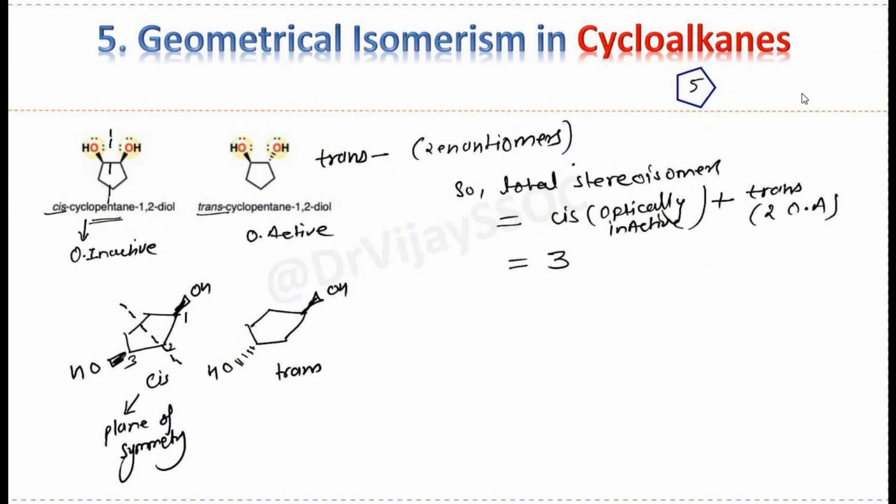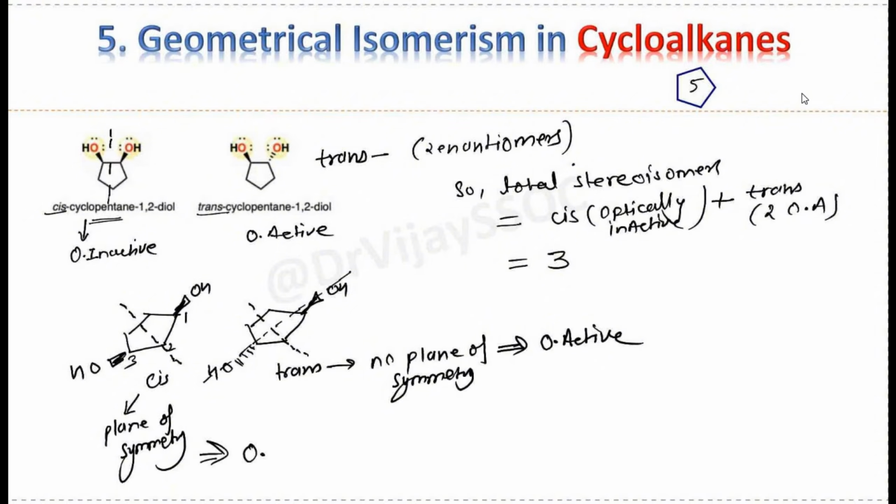What about this compound? If you try to divide into 2 halves, we cannot divide by this plane. What about this? Can you divide into 2 halves? No. So trans has no plane of symmetry, therefore it is optically active, and this one is optically inactive, and hence total stereoisomers is equal to 3 in this case also.